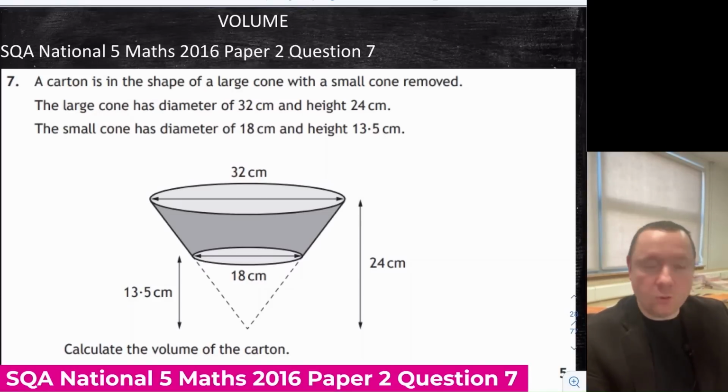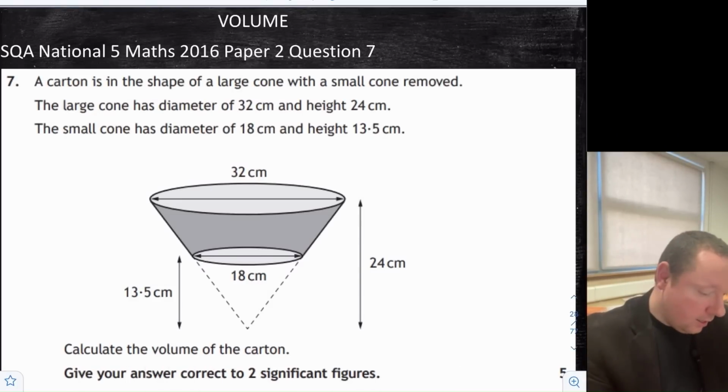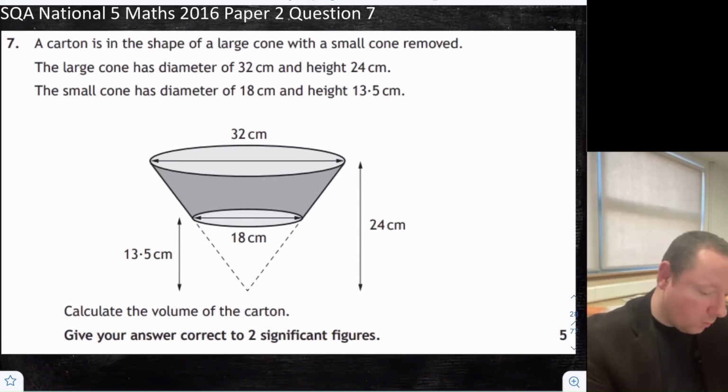SQA National 5 Maths 2016, Paper 2, Question 7. A carton is in the shape of a large cone with a small cone removed. So it's a takeaway. The large cone has a diameter of 32 and a height of 24. The small one's got a diameter of 18 and a height of 13.5. Calculate the volume of the carton, and again, rounding involved to 2 significant figures. So we do the volume of the big cone minus the volume of the small cone.